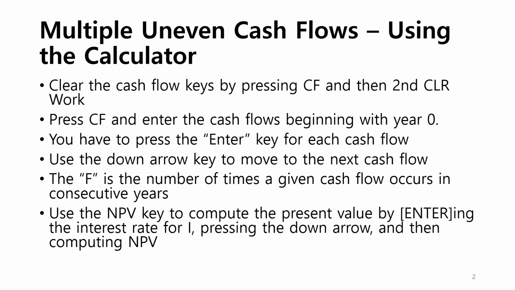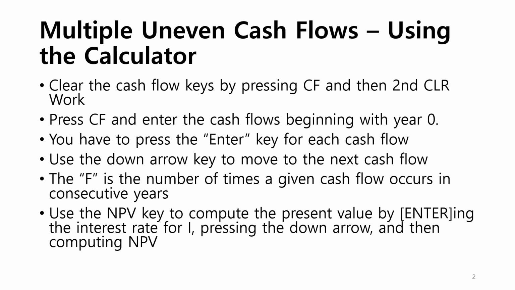So if there is cash that occurs in period 0, you just type in the cash flow in period 0, and then you press enter. Then the screen will change. CF0 is equal to the number you have just inputted. Then press the down arrow key. Then the screen will change. CF1 is equal to blank.